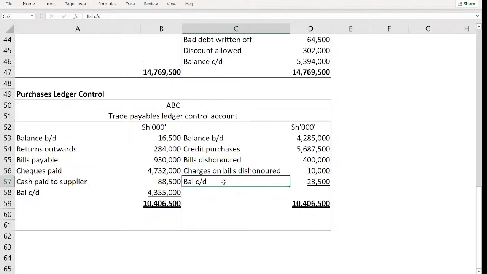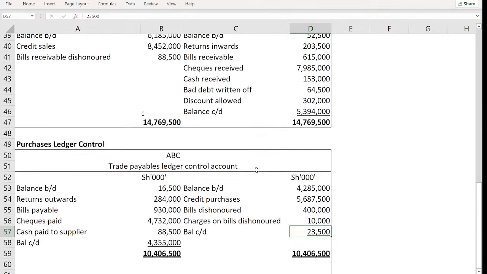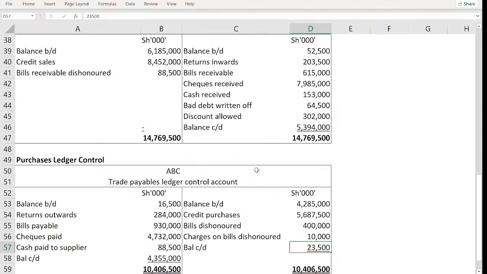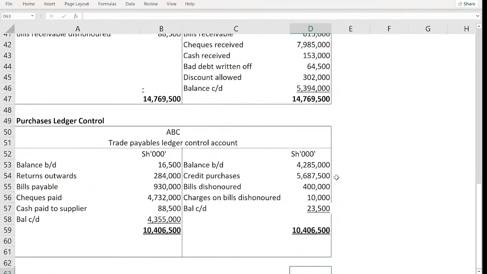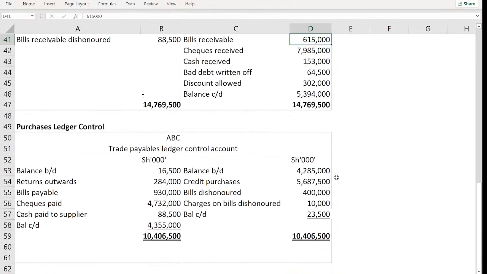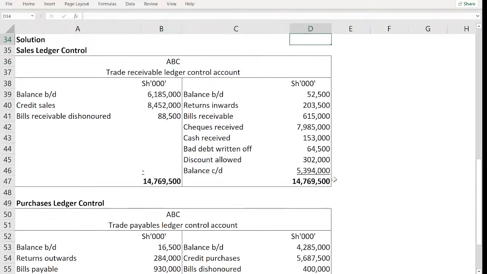Students, don't forget the balance carried down. It was on the purchase ledger where we had been told it was debit. So 23,500. You also need to indicate it. On the sale ledger, we did not have the debit. We only had the credit, which was supposed to be carried down. I think you have taken some notes on that. So any question, please consult me on the comments.